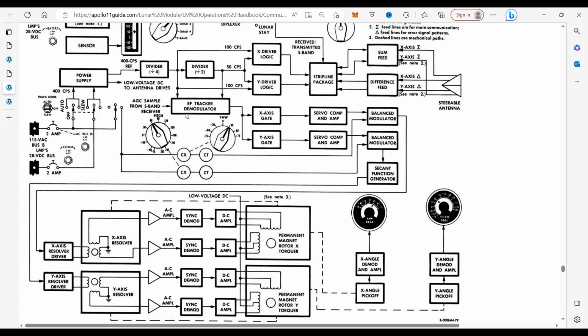But up here we have the RF tracker, which is the signal that comes in from the AGC sample. That is the automatic gain control from the S-band receiver that we were talking about. So this is the automatic tracking, which is giving the signal and showing where the antenna in yaw would be.